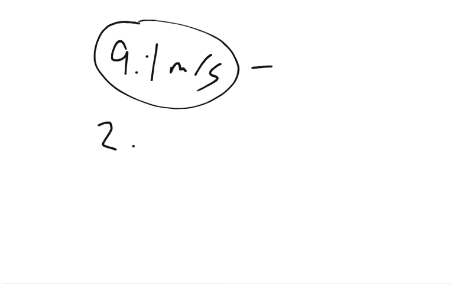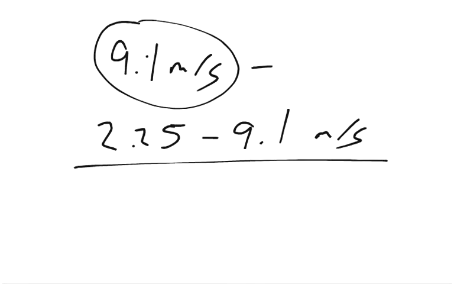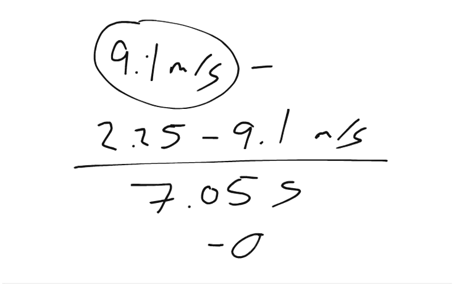So 2.25 minus 9.1, in meters per second, divided by the change in time, which was 7.05 seconds, should give me my acceleration, which is approximately negative 0.97 meters per second squared. And there are the two answers to the problem. That's how you work them.